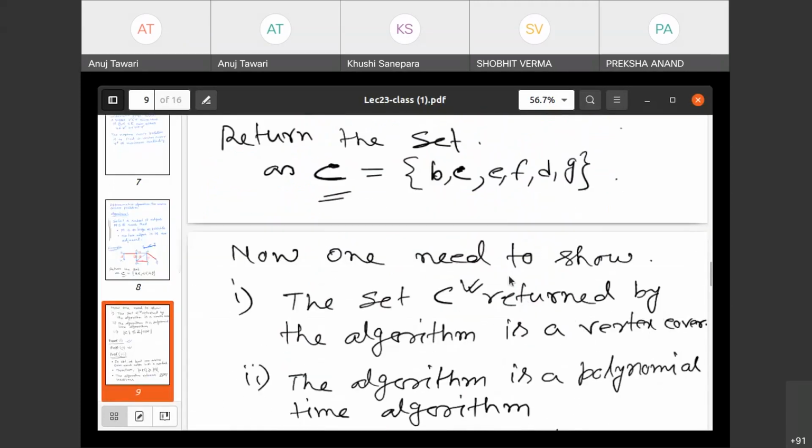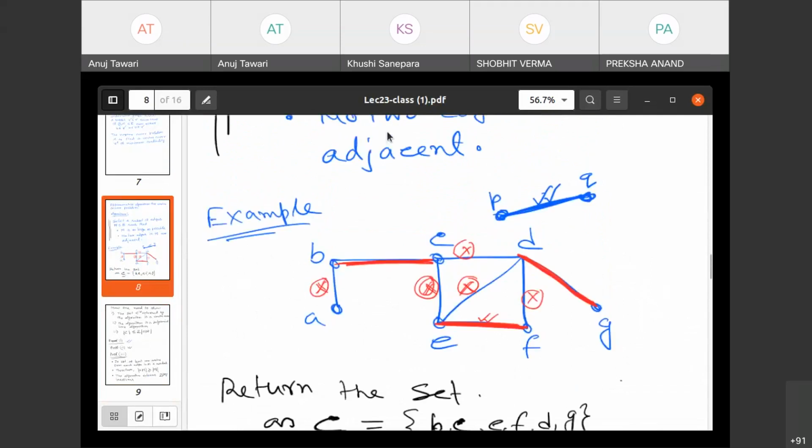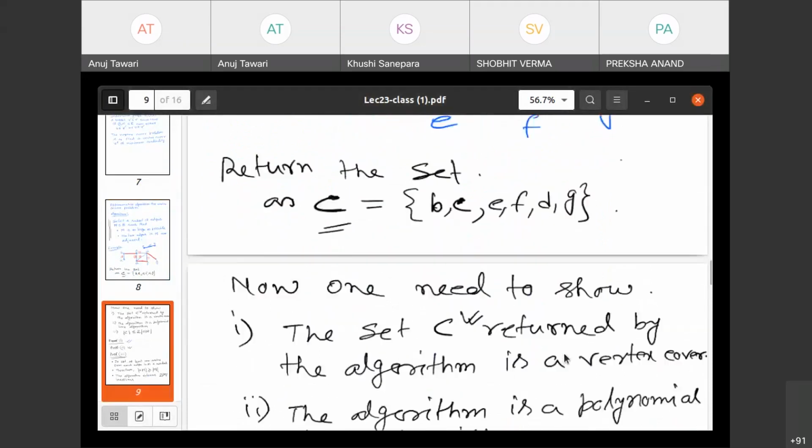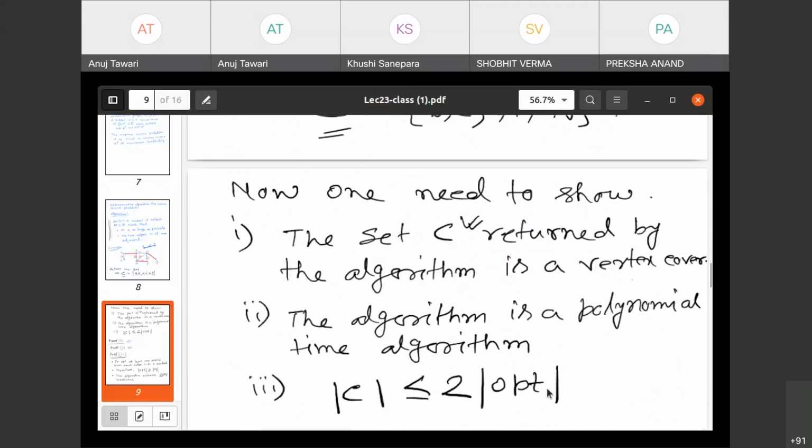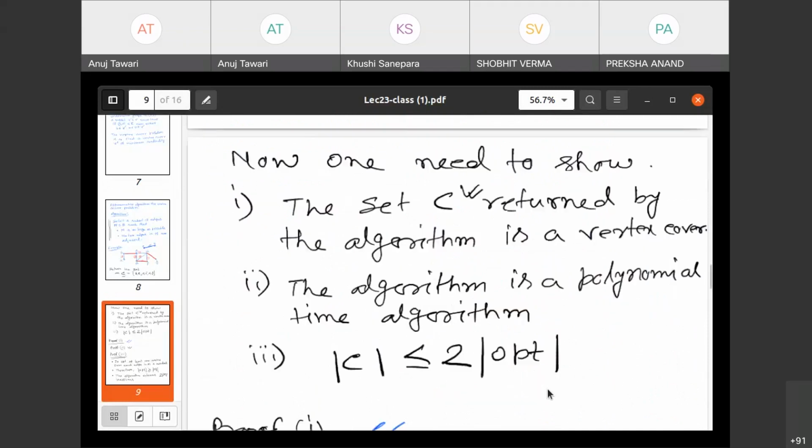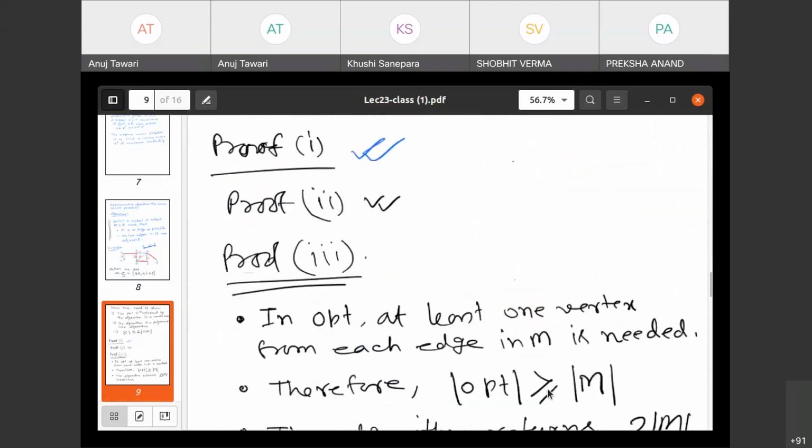So we have shown that the set C returned by the algorithm is a vertex cover. It is a polynomial time algorithm, right? Because this is an O of E algorithm, right? You pick one edge, delete all the adjacent edges, again pick one edge. So in O of E time, you can find this vertex cover. And it is at most twice the size of the optimum vertex cover. Right? So this is straightforward, it's very simple.